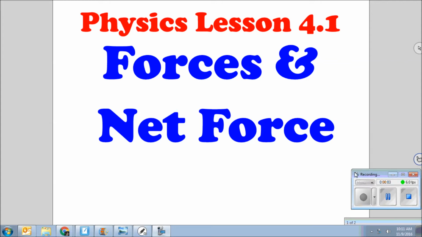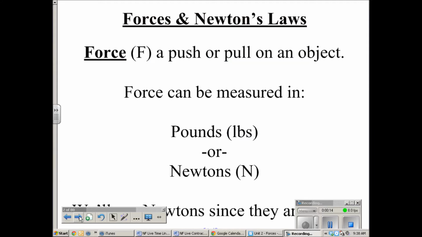All right, this is physics lesson 4.1. We're going to be learning today about forces and the idea of net force. The title of this unit is actually Forces and Newton's Laws. Newton's laws all pertain to forces. So for this to make any sense to you, you need to learn what a force is.